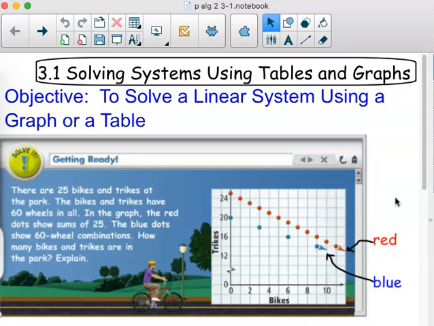So for 3.1 day 2, we started in day 1 talking about finding where the lines intersect and using whether it was tables or graphs to figure that out. So our objective here is still to solve a linear system using a graph or table.